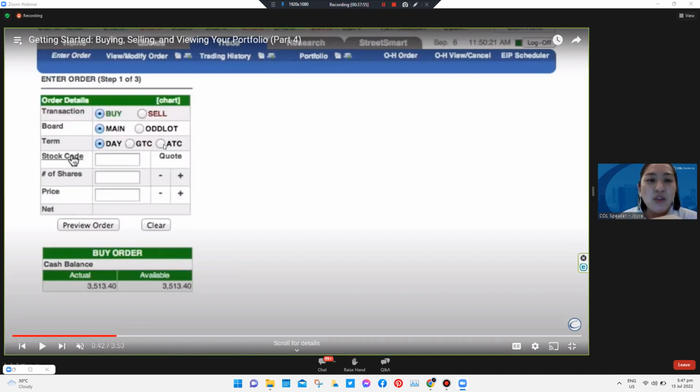So that's why when you click ATC here, the price field will disappear. It will just ask you for the stock code and the number of shares, but no price, because it will try to buy at the close for you, whatever the closing price is for the day. Okay. I seldom use that.